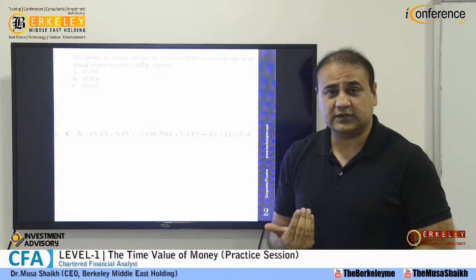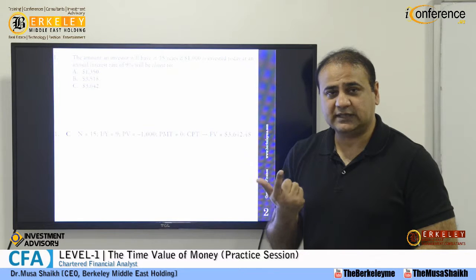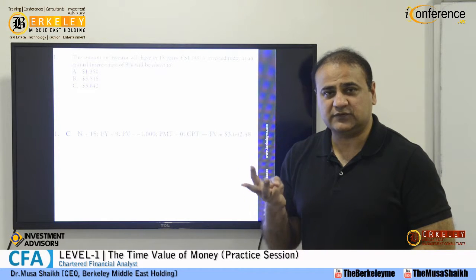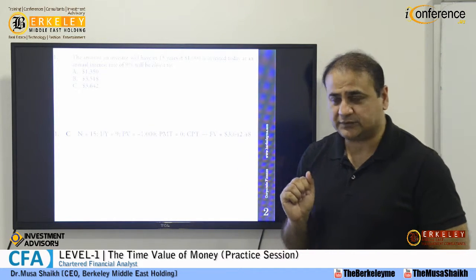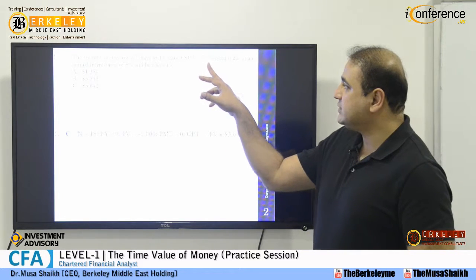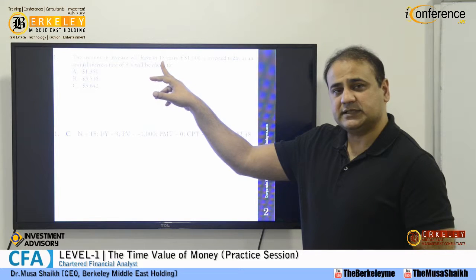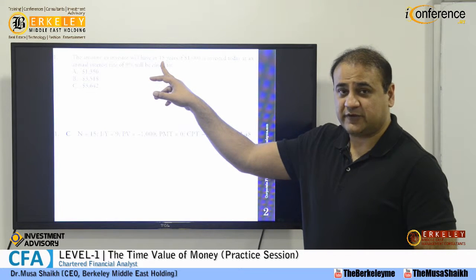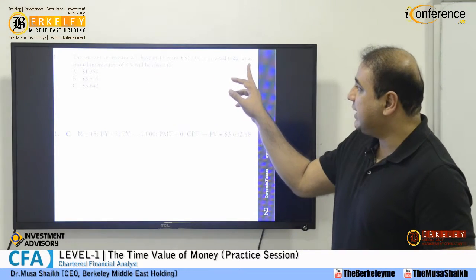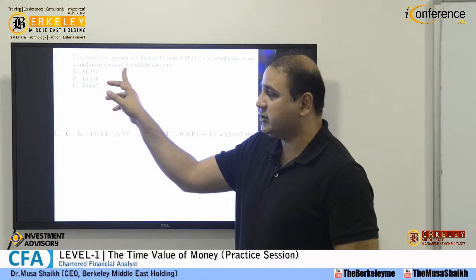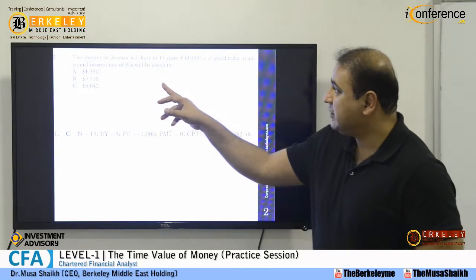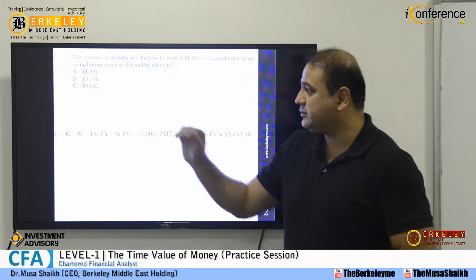The first thing that you should understand is what is N, what is IY, what is future value, and what is present value. So we are going to invest today, this is the present value, this is N, that is 15 years, today at an annual interest rate of 9% will be closest to which of the following options.